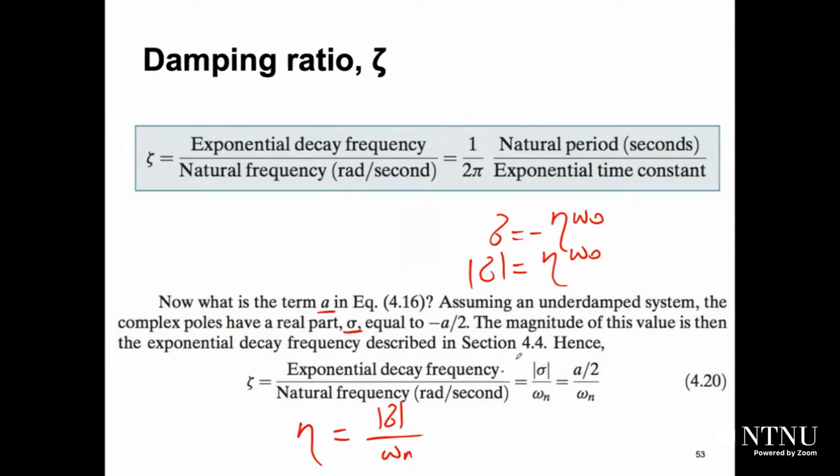We call this absolute value of the real part the exponential decay frequency. Do you remember one of the problems when we solved it, we got the sinusoidal part multiplied by exponential of minus this real part times t, correct? So in fact, this is the exponential decay frequency. We call it exponential decay frequency divided by natural frequency, which is in rad per second, right? So this is the definition of the damping ratio.